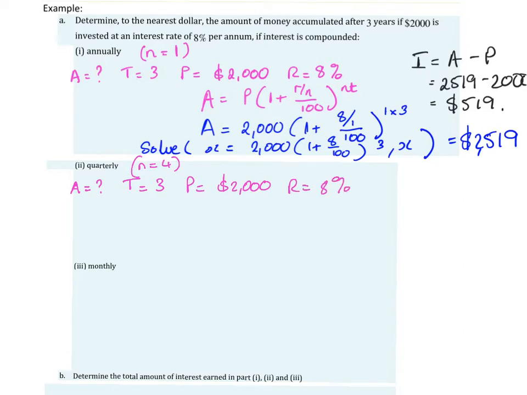So back into your rule again, A equals P outside of 1 plus R on N over 100 to the power of NT. Now what does that look like for this one? Well, you've got A that you're looking for again. So the only thing that's going to change on your calculator, if you like, is the N value. Rather than being 1, it's going to be 4.